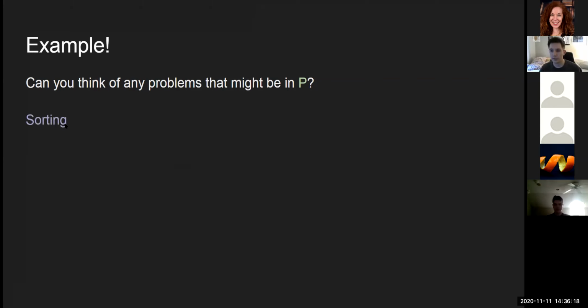Here's a couple more. We have sorting, of course, I talked about. We can do it even in n. But I want to point out that n is in fact in polynomial time, even though it's not raised to any power. I mean, it's raised to 1, but yeah. We have min spanning tree.